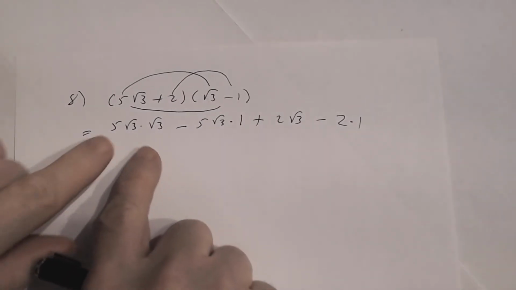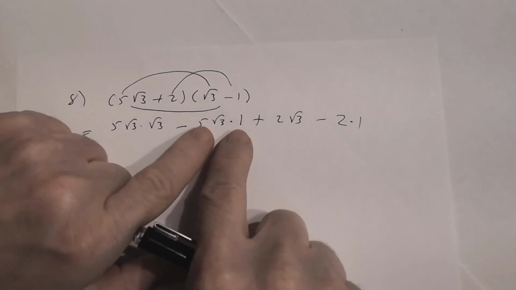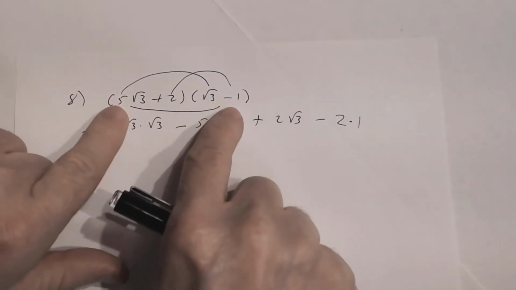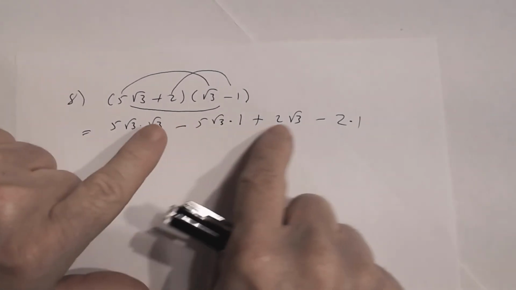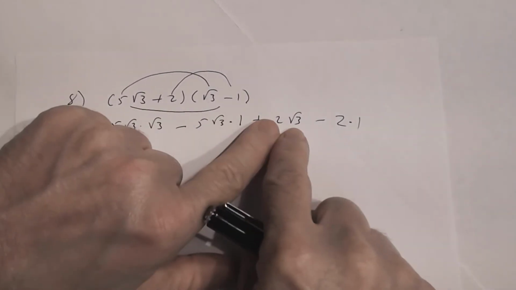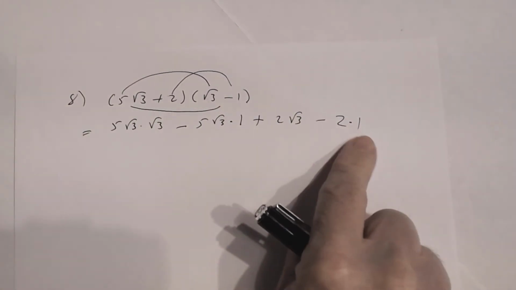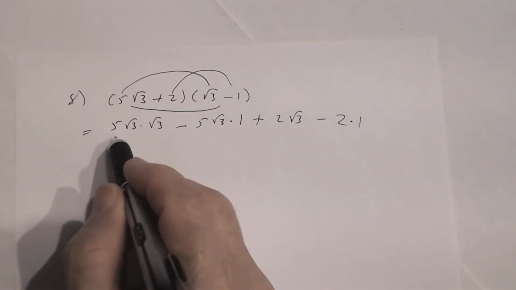Okay, so notice I wrote it out. First times first. So first times first. The outer, so those two terms right here. The inner, 2 square root of 3, that's this. And then the last, positive 2 times negative 1 is this, okay? All right, let's simplify what we can using what we know.